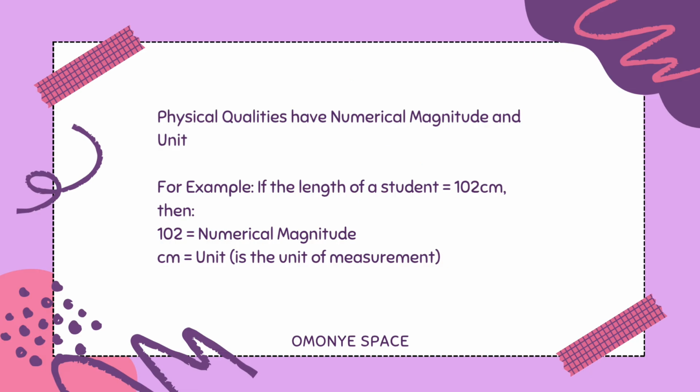So what are physical quantities? Physical quantities are quantities that have numerical magnitude and unit. For example, if the length of a student is 102 centimeters, then 102 is the numerical magnitude, whereas centimeter is the unit. That is the unit of measurement.